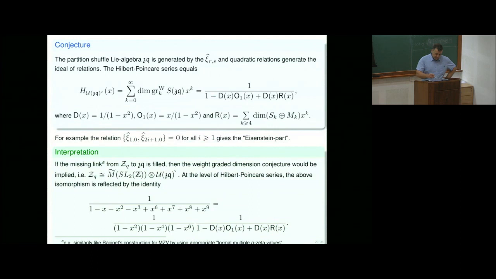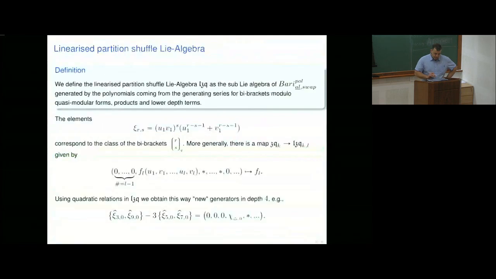So okay, and so how do these linearized partition shuffle Lie algebras look like? So it's like we now take all the polynomials where we mod out by quasi-modular forms, by products, and by lower depth terms. And then we get a set of very, very simple polynomials. So these are just, I think they are very, very nice and simple. And these then correspond to this B bracket.